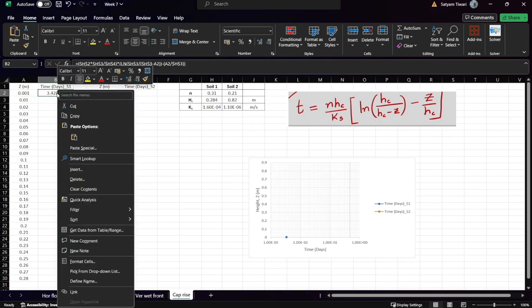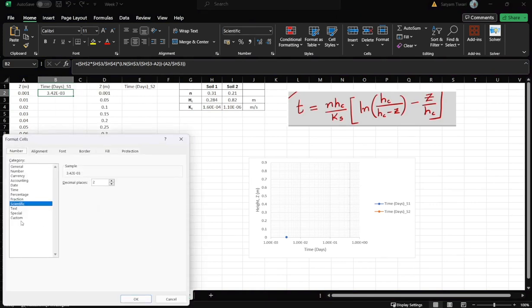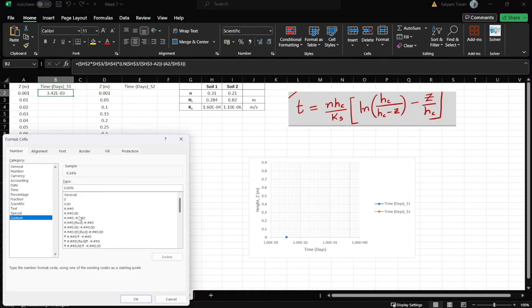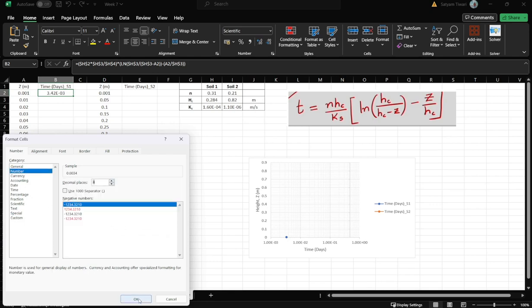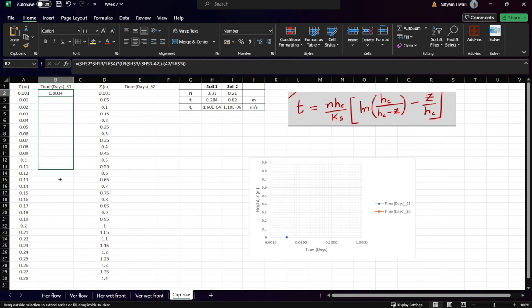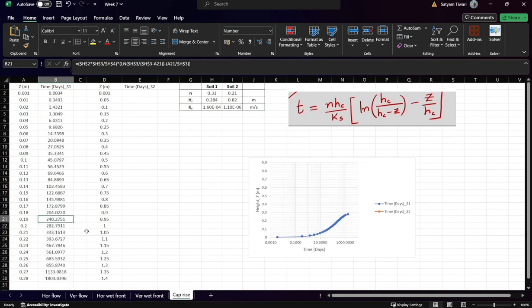So here we have obtained the time, and if we format this to a similar number of decimal values, with 4 decimal places, and copy this for all the values here, then I've plotted the height versus time graph. You'll see this time is in log scale. This is the variation of the height of the wetting front due to capillary rise for soil one. And we are going to do a similar thing for soil 2.